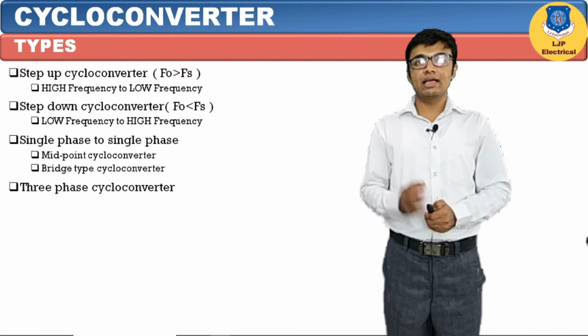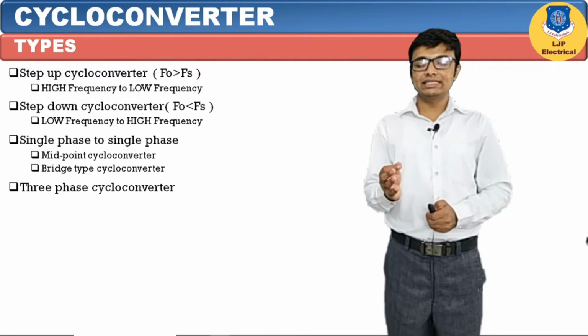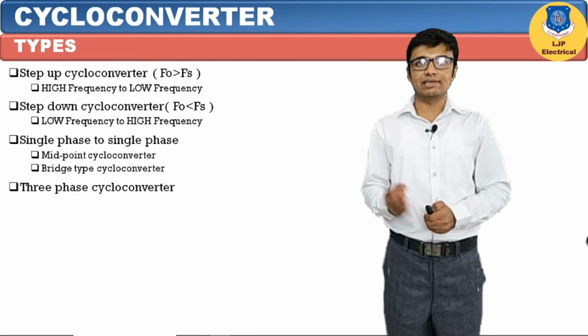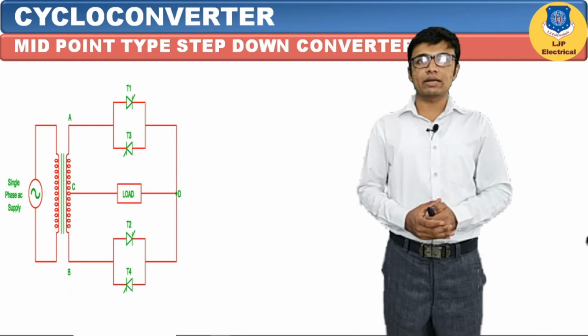And the last one is three phase cycloconverter. In this cycloconverter, three phase input AC supply is converted into the variable output supply of three phase with variable frequency. First, let's see midpoint type step down cycloconverter.